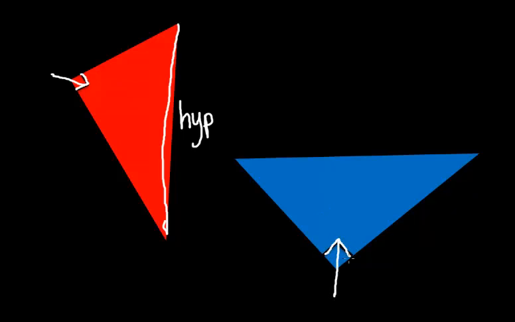Alright, so let's take a look at this red triangle. Again, we can use the little square in the corner here to draw an arrow, which points right at our hypotenuse on the opposite side. So here is our hypotenuse. How about in the blue triangle? Again, we can draw a little arrow here, which points right at our hypotenuse here.